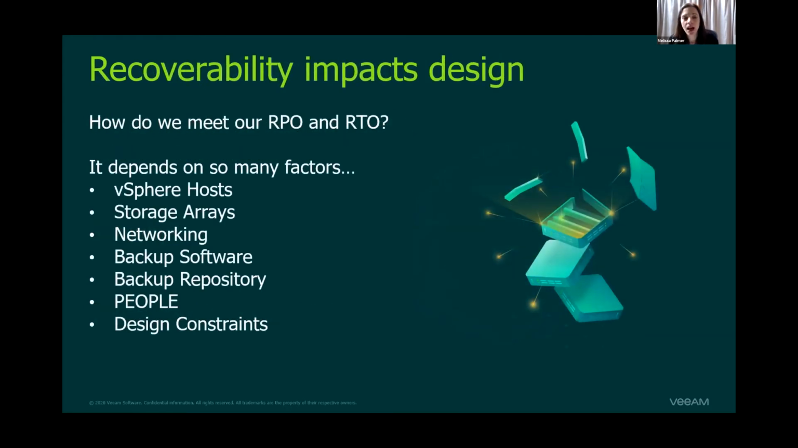And then designing for recoverability, right? It impacts our design. How do we actually meet this RPO and RTO? And it depends on so many factors. It depends on our vSphere hosts, storage arrays, networking, what backup software we're using, our backup repositories, the people involved, and even design constraints, right? They could tell you, hey, we need 5 nines, but you have to use all the hardware we have in-house. We can't buy anything new. So you need to rework things to give us our 5 nines availability.